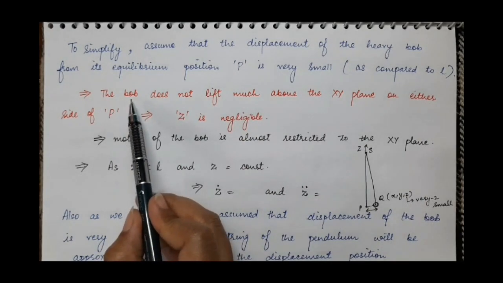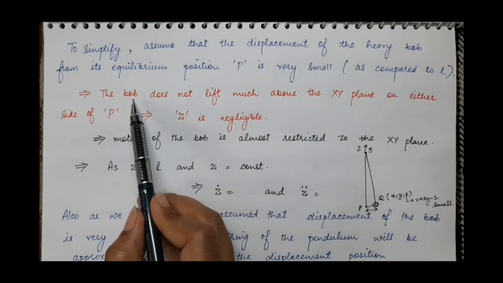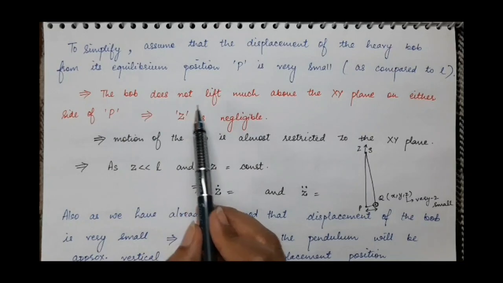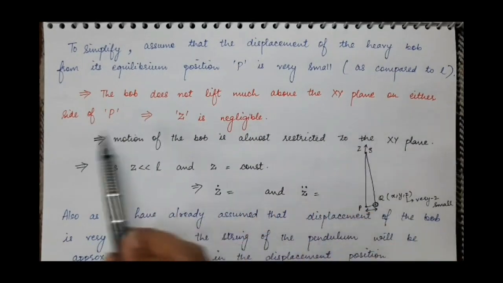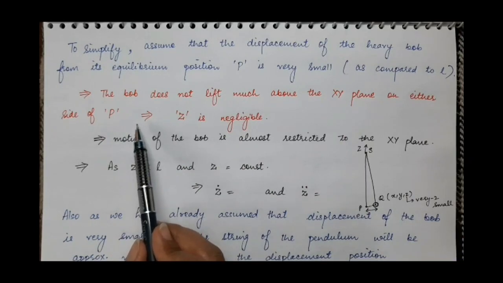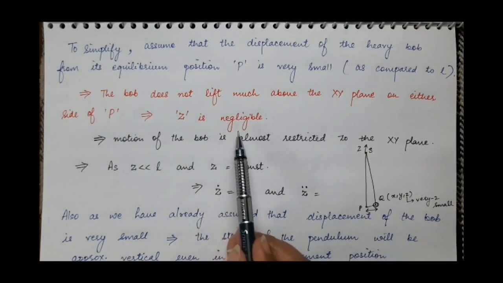So because of the small displacement from the mean position, and its value being very small as compared to the length of the pendulum, the bob doesn't lift much above the xy plane on both sides of P. It means the value of the z coordinate is negligible. So what does this imply?